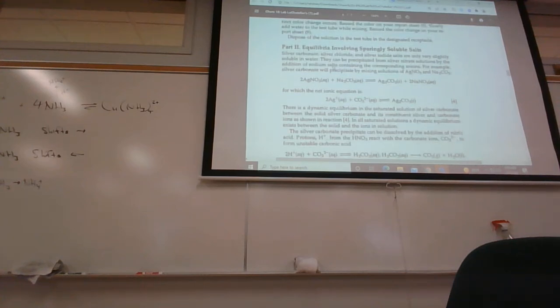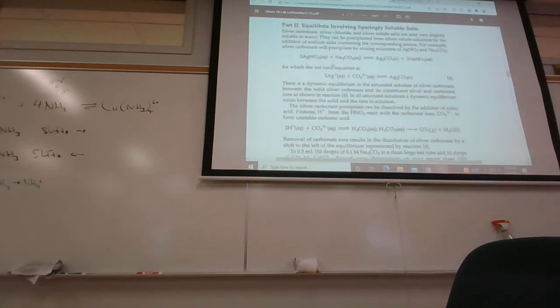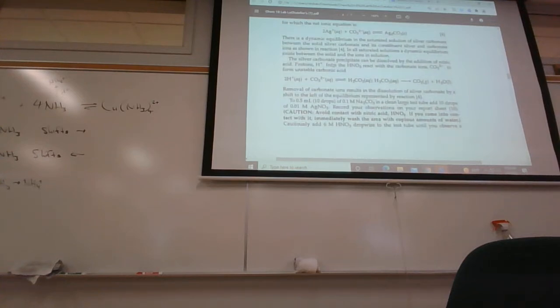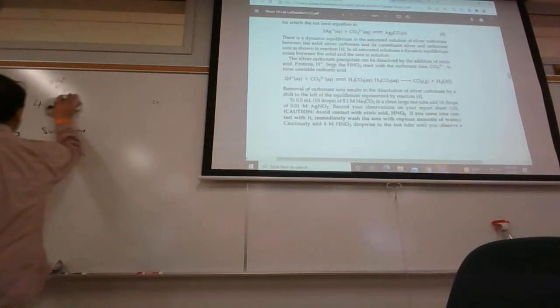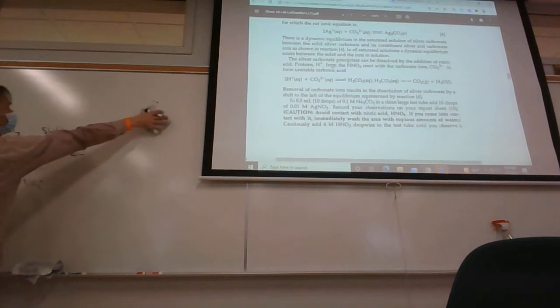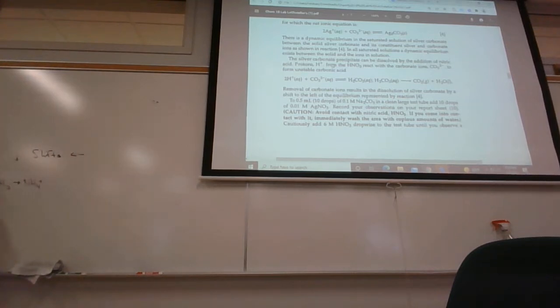All right, so the numbering system here, 10, 11. I think they're talking about, there's 10 rings in the bottom. Okay, 10 at the bottom. So equilibrium involving sparingly soluble salt. So we just need to draw or write the equation out there.